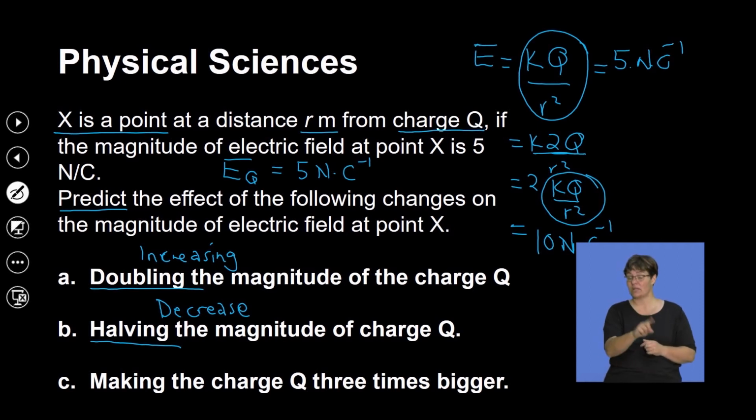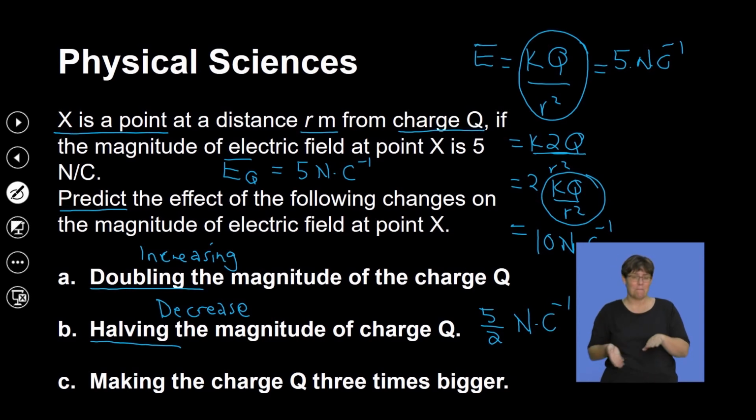And then C says, making the charge Q 3 times as big. Now, if it's 3 times as big, it means E will also be 3 times 5. So for the halved case, it's going to be half the original one, which is going to be 2.5 or 5/2 newtons per coulomb, okay? You don't need a calculator for that. And then making it 3 times as big is going to be 3 multiplied by 5 newtons per coulomb, right? So if that happens, then we get 15 newtons per coulomb, right?